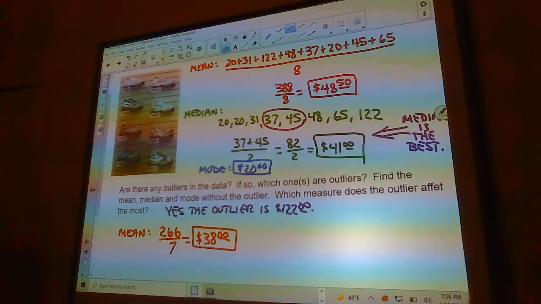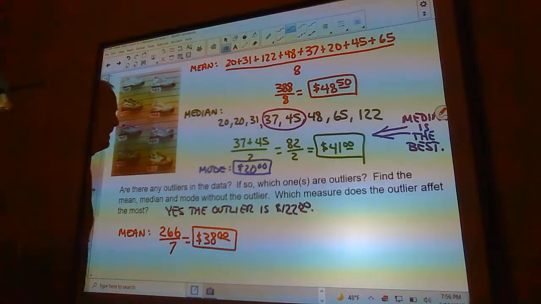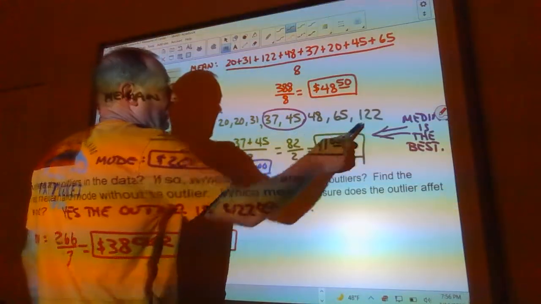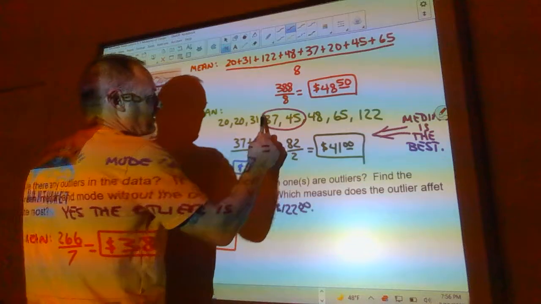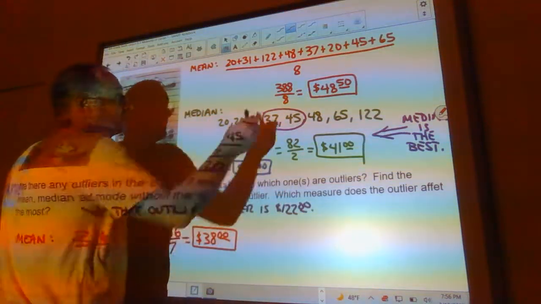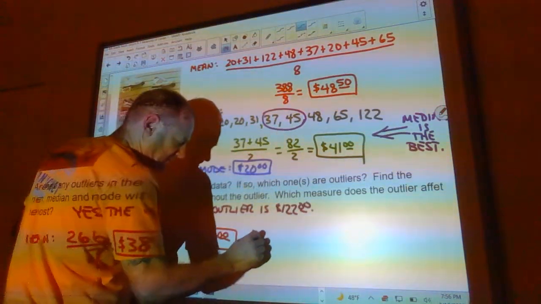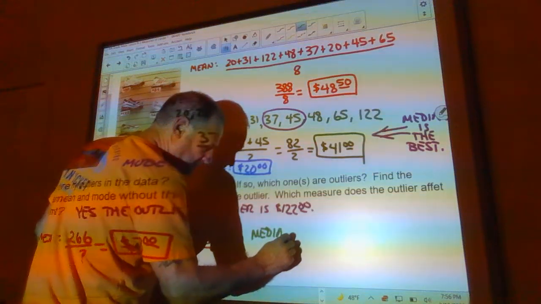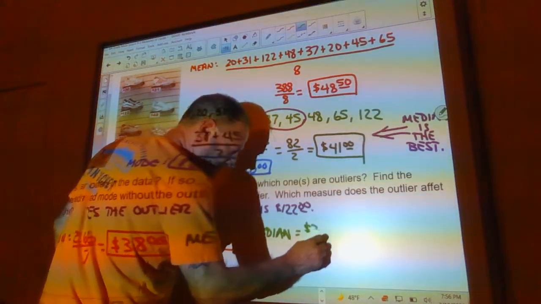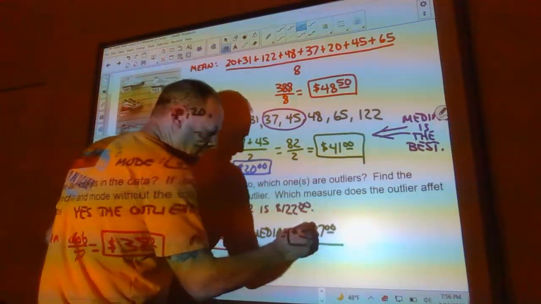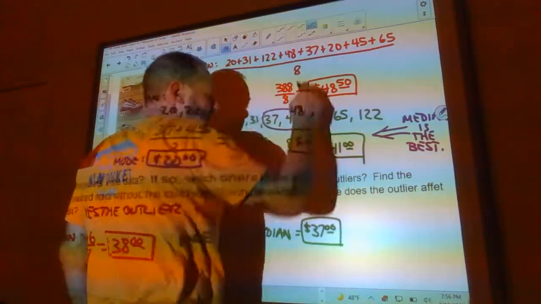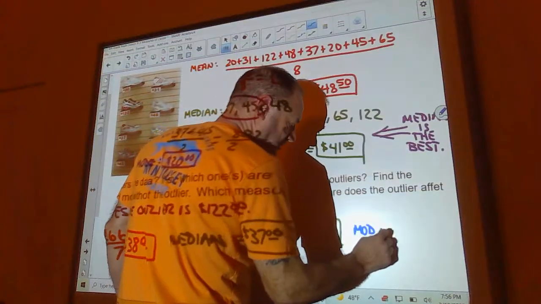Okay, what happens to the median? Well, I'm going to cross out this one right here, which means I'm going to take this data set right here and find the middle. That's going to be 37. Okay, so the median is now $37. Okay, and then the mode doesn't change. The mode is still $20.